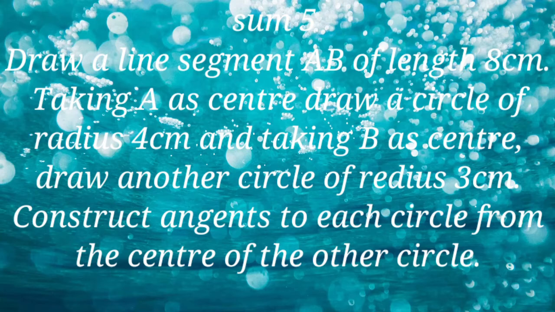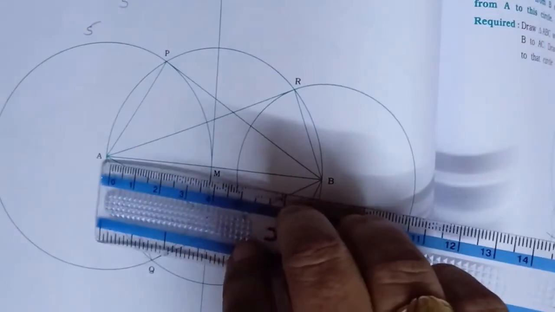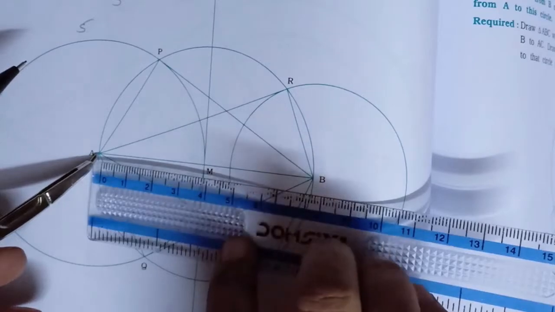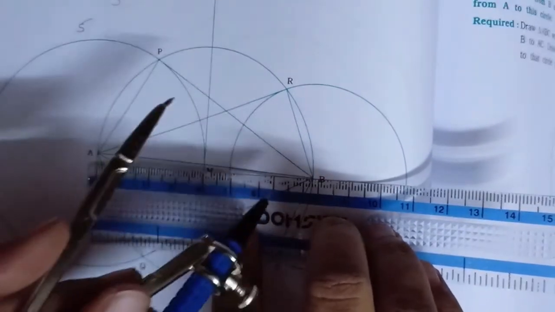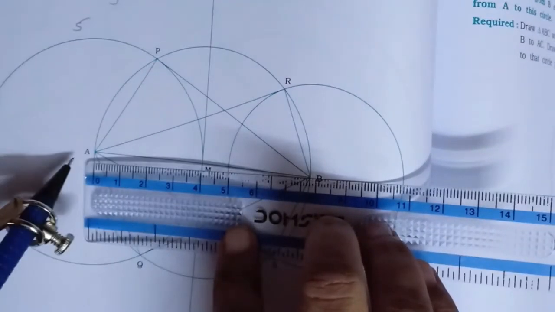Sum 5. Draw a line segment AB of length 8 cm. Taking A as center, draw a circle of radius 4 cm, and taking B as center, draw another circle of radius 3 cm. Construct tangents to each circle from the center of the other circle. So 8 cm of length: here we have to draw line segment AB.